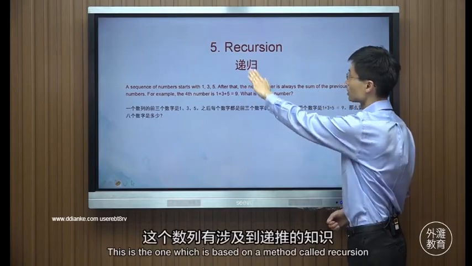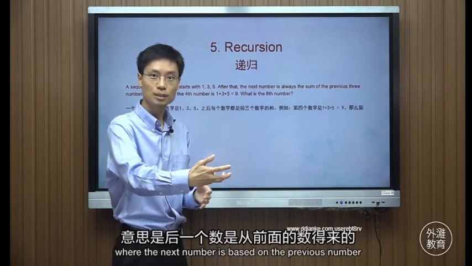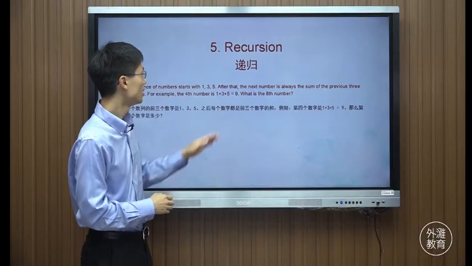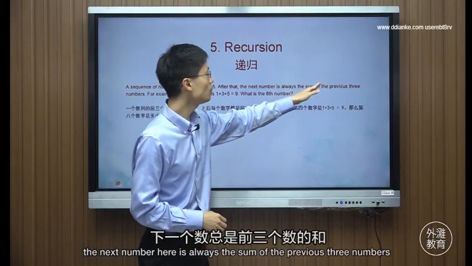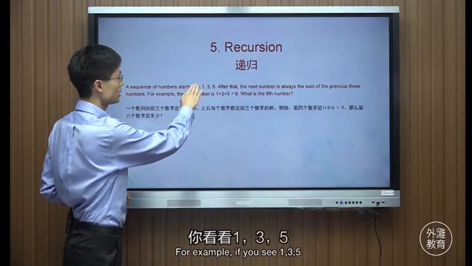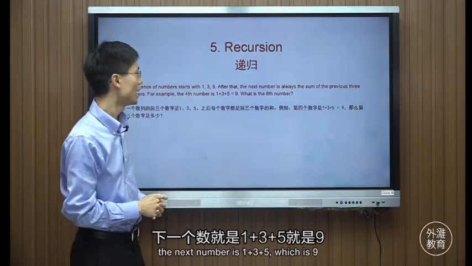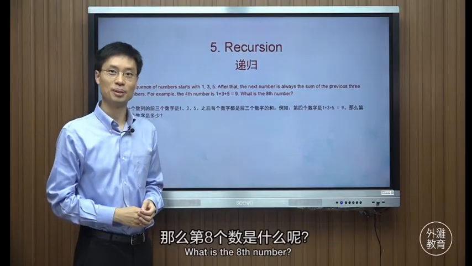This is one which is based on a method called recursion, where the next number is based on the previous numbers. The next number here is always the sum of the previous 3 numbers. For example, if you see 1, 3, 5, the next number is 1 plus 3 plus 5, which is 9. What is the 8th number?